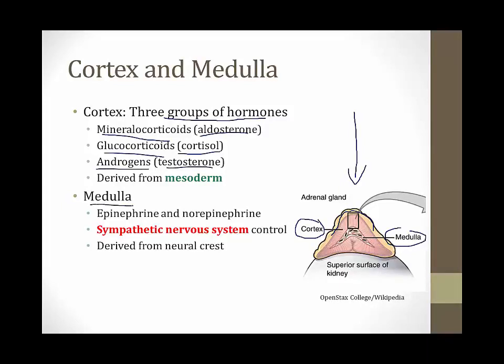The medulla, on the other hand, synthesizes epinephrine and norepinephrine, and it is under the control of the sympathetic nervous system. You can basically think of the medulla as a massive nerve that secretes epinephrine and norepinephrine into the systemic circulation. And just like many cells of the nervous system, it is derived from the neural crest in terms of embryology. The cortex, on the other hand, is derived from the mesoderm, like lots of different types of connective tissue.